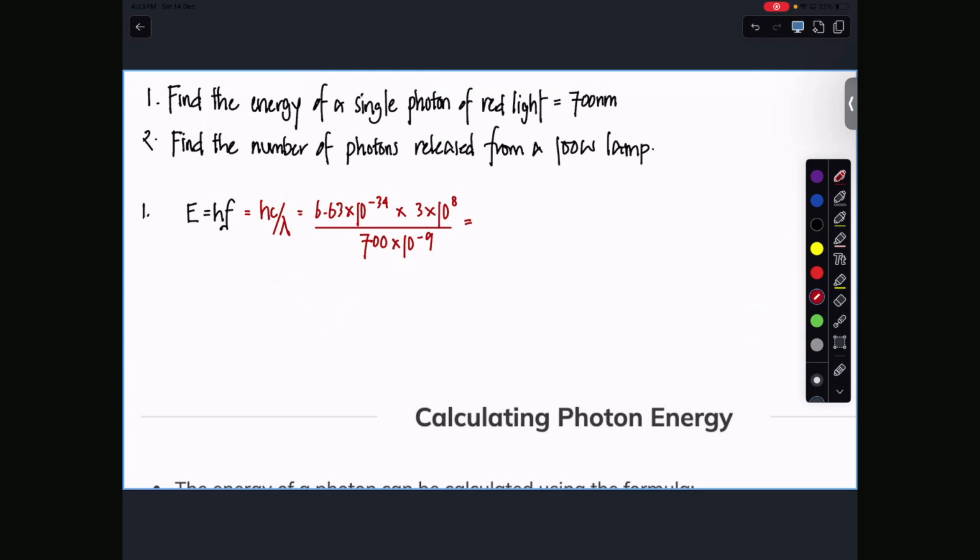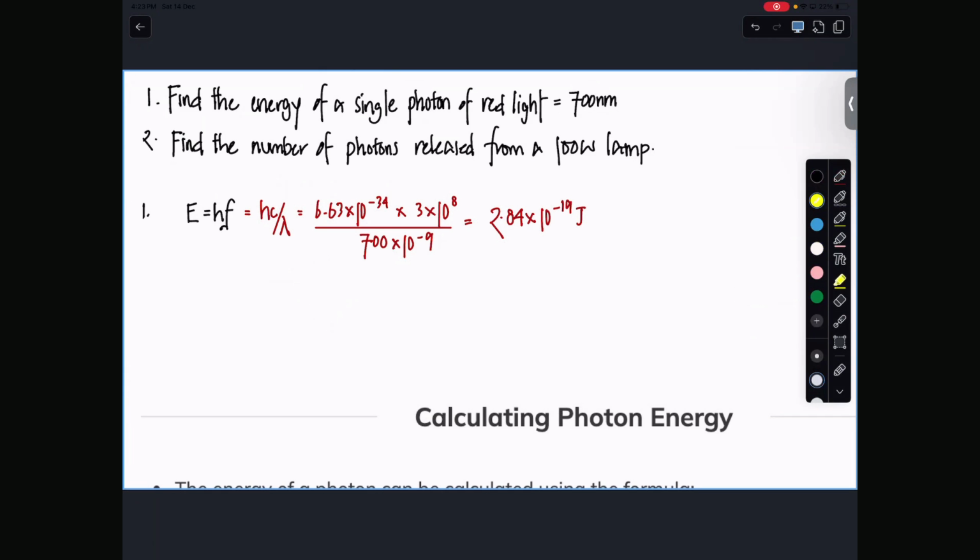Check and see what you get. And then there's a change we need to make, which I'll teach you now. So let's see what we get first. So this is the energy of one single photon from a light source. Okay, it's supposed to be very small. Yes, 2.84 into 10 to the power minus 19 joules.